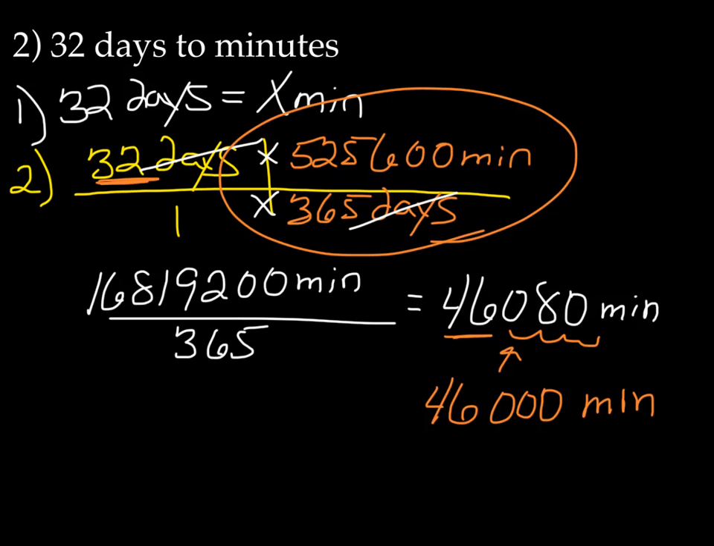Scientific notation, we need to have one number before the decimal, so we have 4.6, and we only need 2 sig figs, times 10 to the, how many times do we move the decimal to get from 46,000 to 4.6? We had to move it 4 times. And 46,000 is a number bigger than 1, which means the exponent's positive. So in scientific notation, my answer is 4.6 times 10 to the 4th minutes.